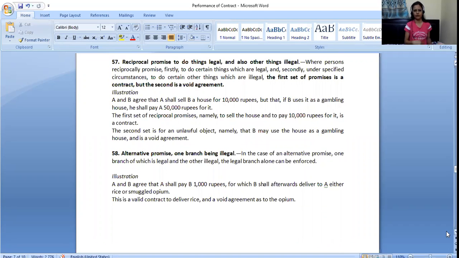Alternative promise, one branch being illegal. The difference between section 57 and 58 is that section 57 has two separate things, one legal, one illegal. The legal thing I should perform, the illegal thing the court would say is void. Section 58 is an alternate promise, that you either do this or you do this. This one is legal, this one is illegal. In that case the legal one would be valid. That means you should anyway perform what is legal. It does not matter that there was another promise which was illegal. Take this example: I want either smuggled goods or rice. For rice, it would be valid. Whatever is legal, for that part, it will be valid.